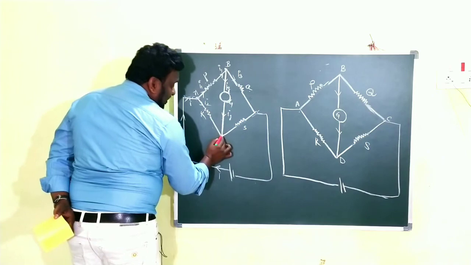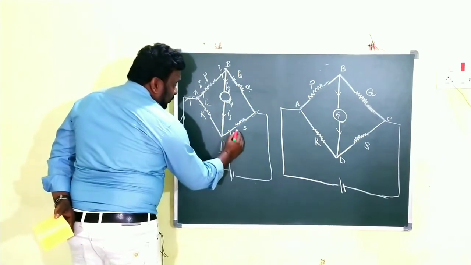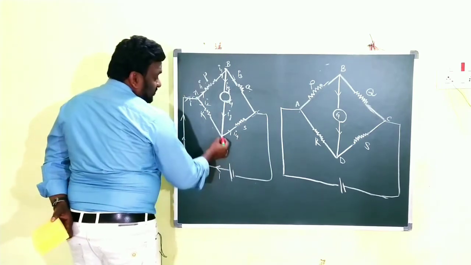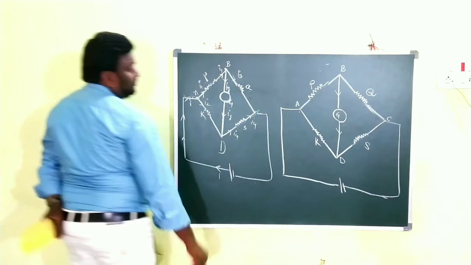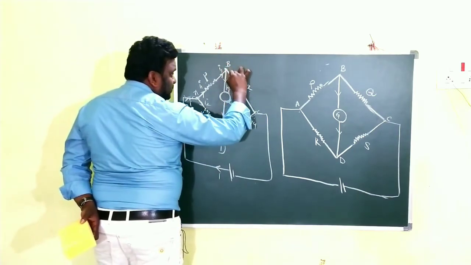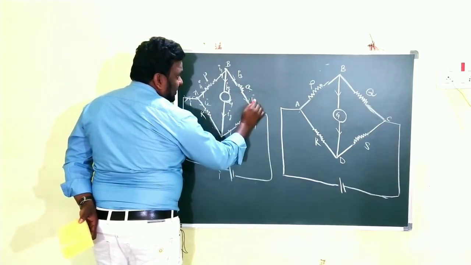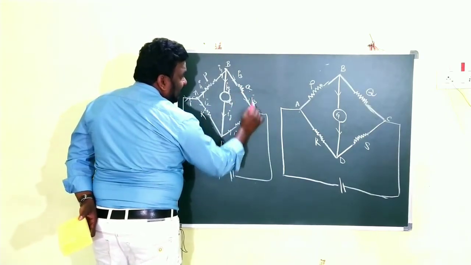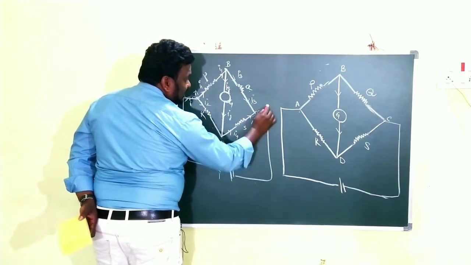I2 and Ig enter into D, and from there I4 is leaving. Clear? And again the current coming through the resistor Q is I3. So at the point C, I3 and I4 are entered, and from there the current I is leaving.